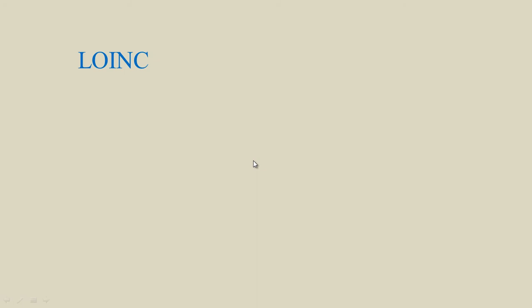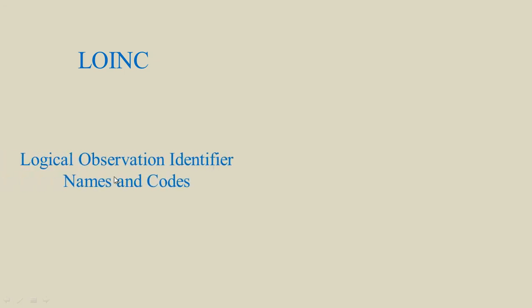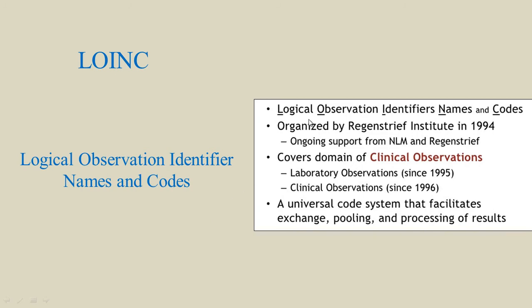LOINC, Logical Observation Identifiers Names and Codes, organized by the Regenstrief Institute in 1994. Ongoing support from NLM and Regenstrief. Coverage of the domain of clinical observation: laboratory observations since 1995, clinical observations in 1996. A universal code system that facilitates exchange, pooling, and processing of results.